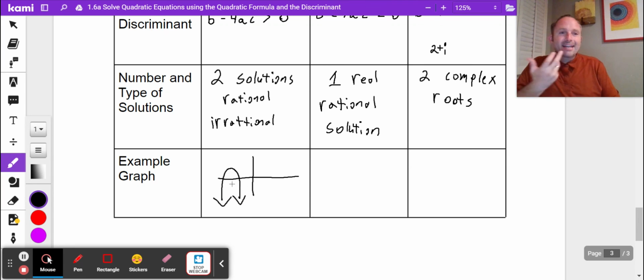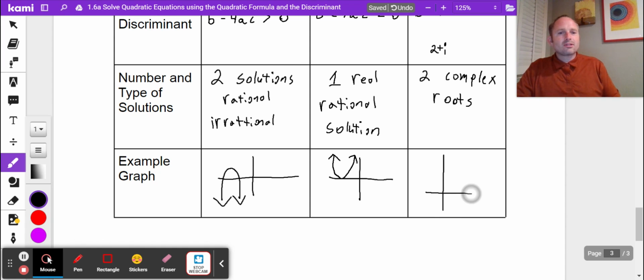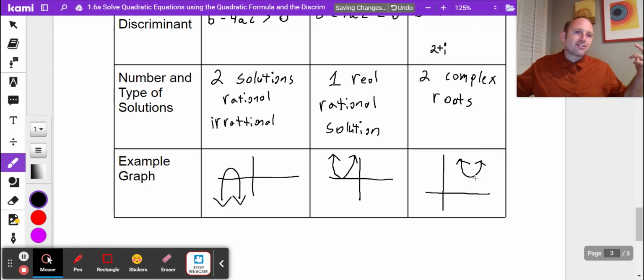It crosses the x-axis twice. One solution looks like this. It barely touches and it comes back up. The vertex is resting on the x-axis. And finally, with complex roots, we're going to have the parabola not even touch it at all. It's imaginary. Where does it touch? It's imaginary. It never does.